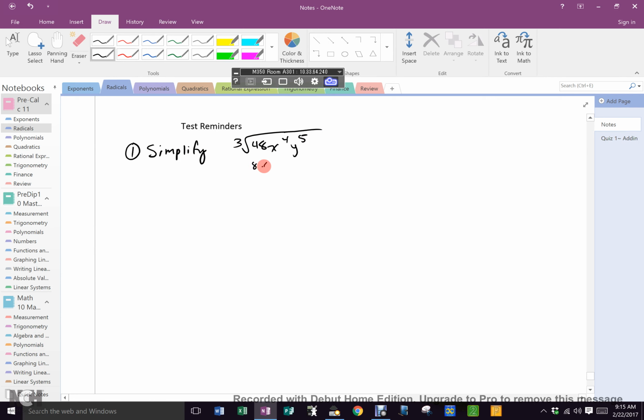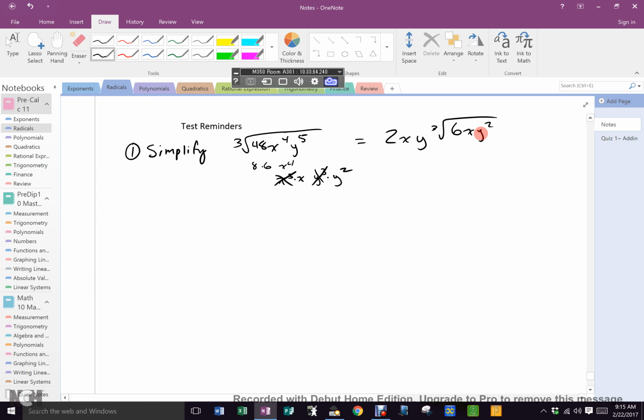That is 8 times 6. There's 4 x's under there, which is x cubed times x, and y to the 5th, which is y cubed times y. So what comes out of there? What's the cubed root of 8? 2. X cubed comes out, so it's gone. Y cubed comes out, so it's gone. And what did I leave under there? 6. And what else? 1 x and 2 y's.